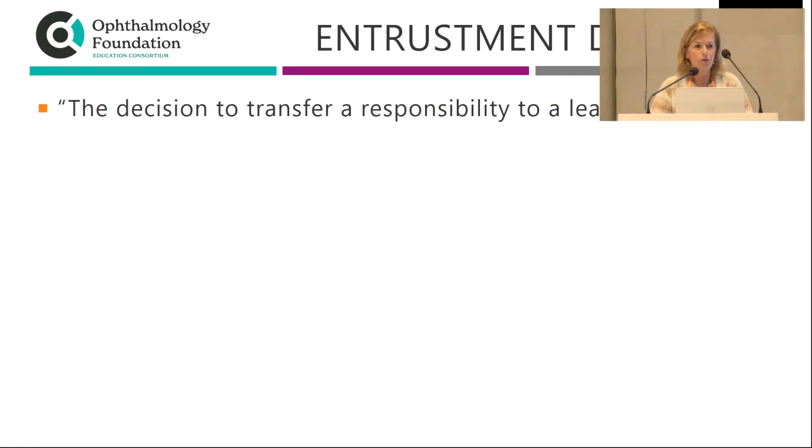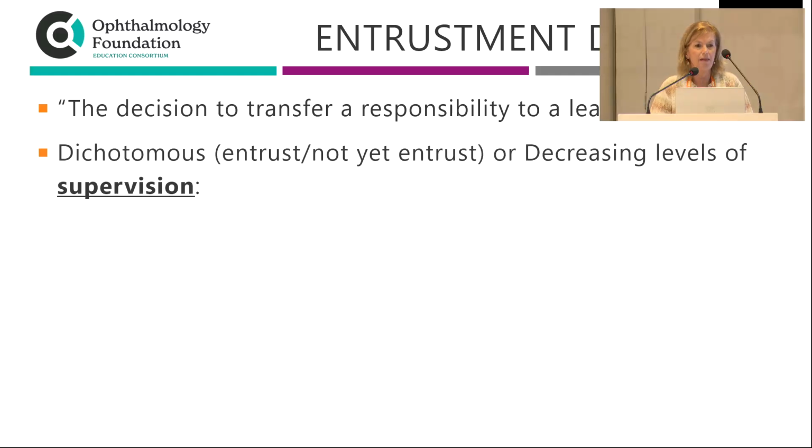Tied to entrustable professional activities are the entrustment decisions. This is the decision to transfer a responsibility to a learner, to tell the learner that he is able to perform this activity independently. These decisions can be dichotomous: we entrust or not yet entrust the learner, or with decreasing levels of supervision.